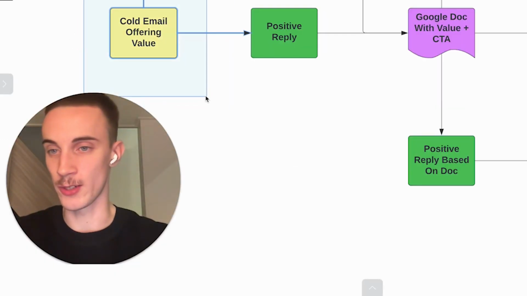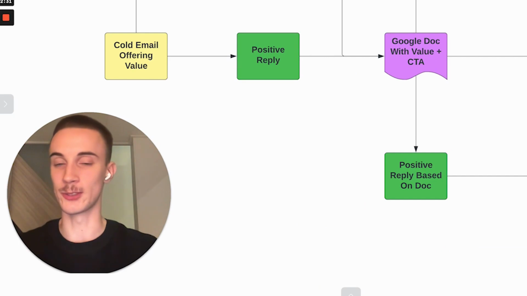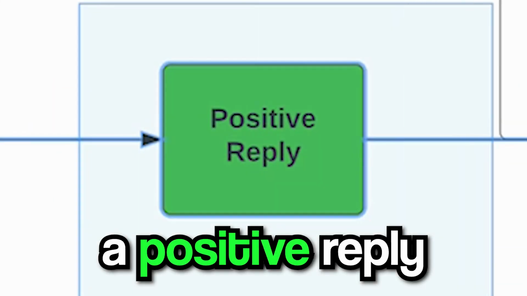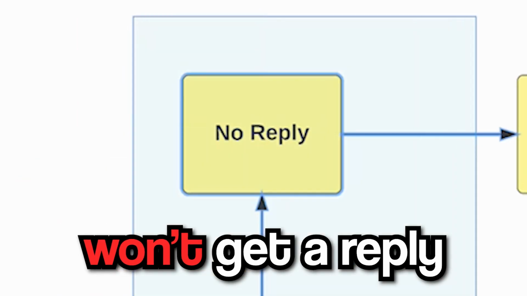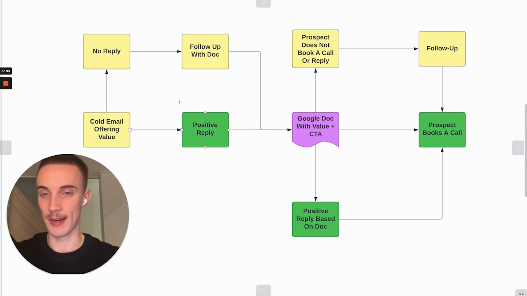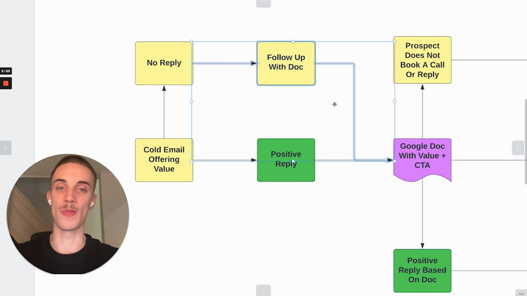So the first thing that we're going to do is send a cold email offering value to our niche. And then there's two things that can happen. Either we get a positive reply, basically saying that yeah, 100%, send me the value, or we won't get a reply at all. If you get a positive reply, you send them a Google document with a lot of value. If we don't get a reply, we just follow up with them, send them the document again, and get them to read it that way.